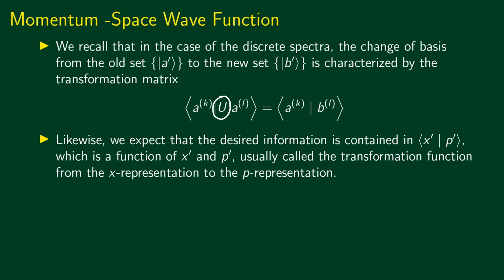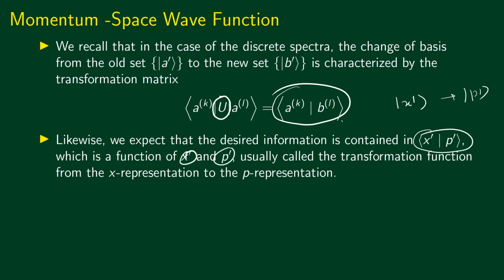Now, in the same way, we expect that the desired information is contained in bra x prime ket p prime. Now we are talking about going from the position basis to the momentum basis. So the information should be contained in bra x prime ket p prime, just like this. Here this was a matrix. In this case, this would be a function. So these were the elements of a matrix, to be precise, and here we have a function. It's a function of both x prime and p prime, and we'll call this the transformation function from the x representation to the p representation.